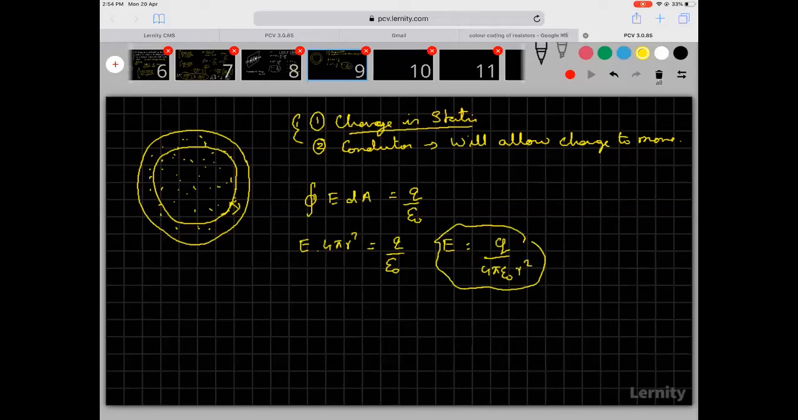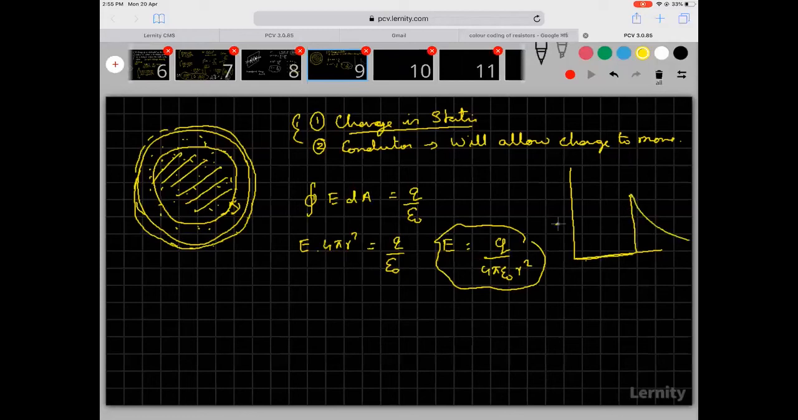That means what? The net field here must be 0. Only then the charge will not move. So if the net field here is 0, what should be the total charge inside? 0. That means all the charge is on the surface. So inside the conductor, there cannot be an electric field. That's what I was trying to explain to you the other day. A Gaussian surface like this, the net field here is 0. So if I take a conductor, once I cross the surface, electric field is proportional to 1 upon r squared. So I explained this to you in the last class, right?